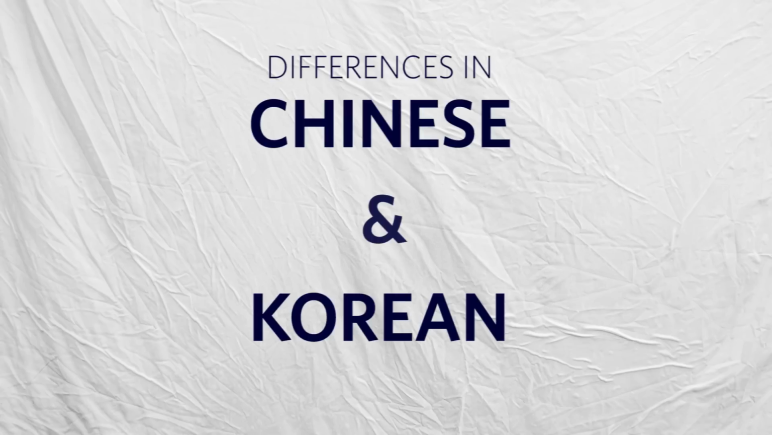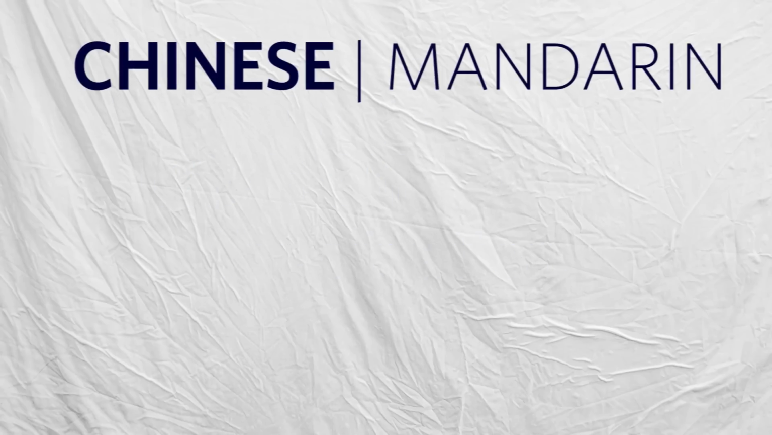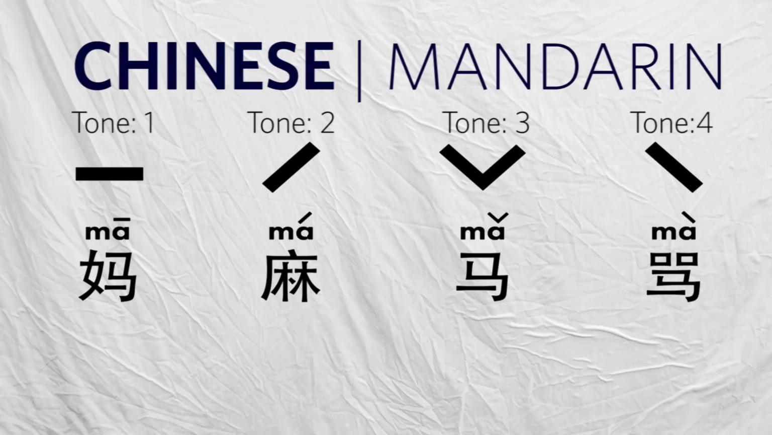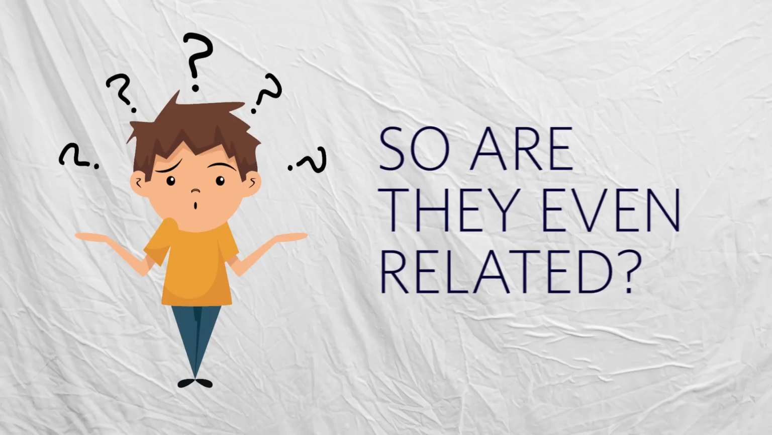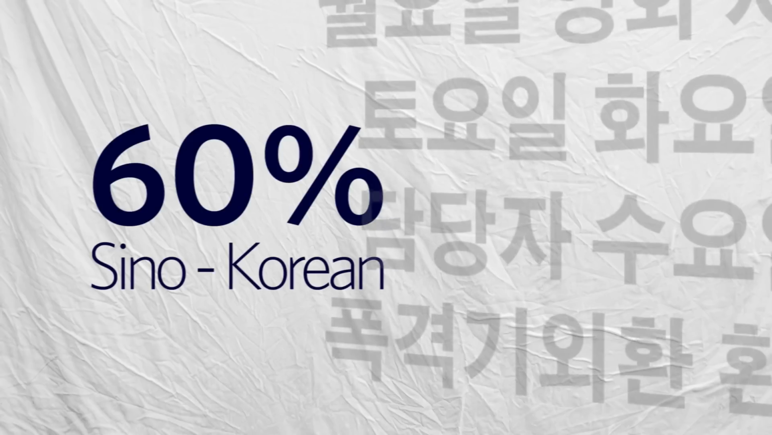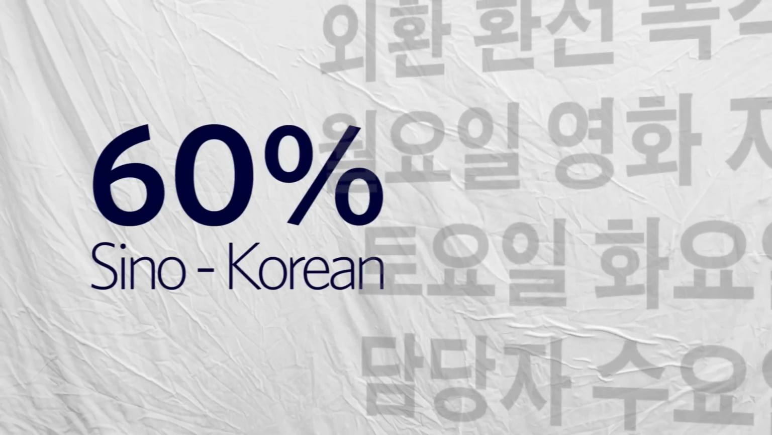A couple differences between Chinese and Korean include their tones. In Korean, words are altered depending on the situation, something not done in Chinese. In addition, Chinese has 4 tones, where the same word could have different meanings depending on the syllable tones, something not done in Korean. This, however, does not imply that there is no connection at all. In fact, over 60% of Korean words are Sino-Korean, meaning they are derived or borrowed from Chinese as early as 25 AD. Now let's get into a game.